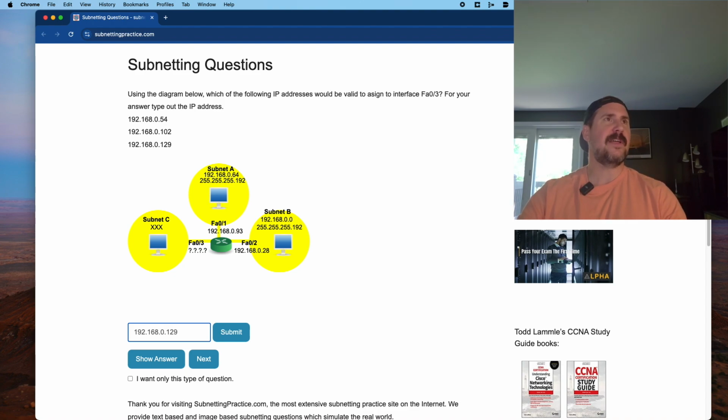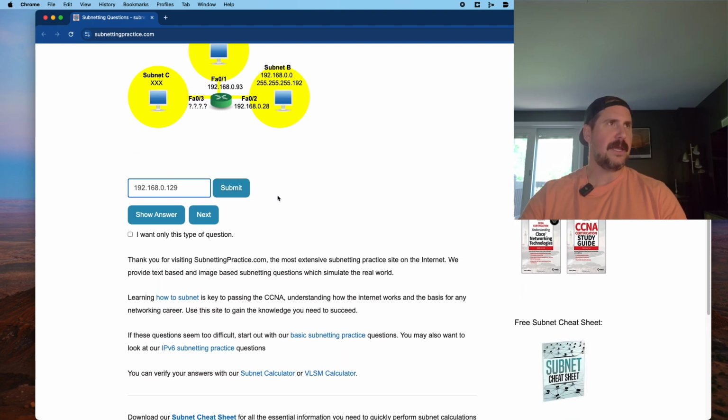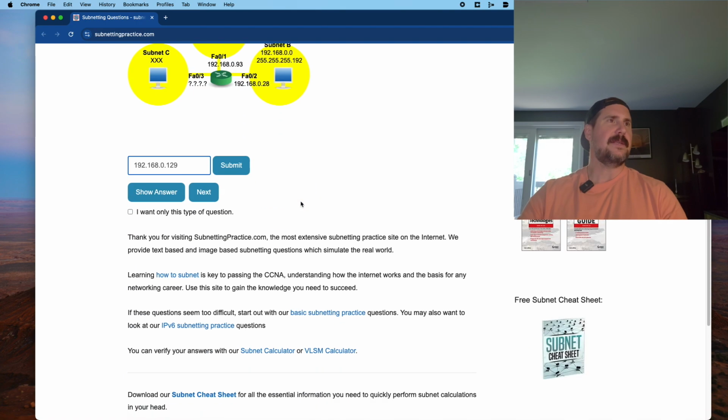And just to confirm, what did they say? Using the diagram below, which of the following IP addresses would be valid to assign to interface F03? For your answer, type out the IP address. So 192.168.0.129. Is that correct? Yes. Submit. Yes, it's correct. All right.